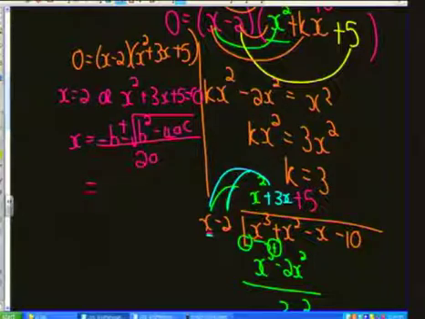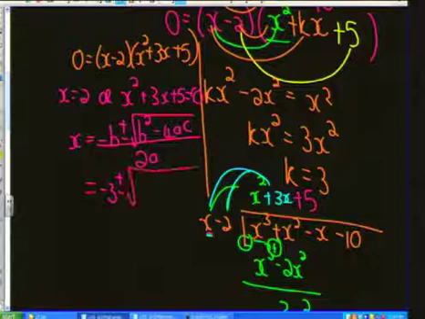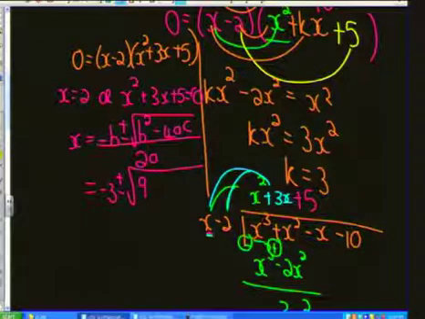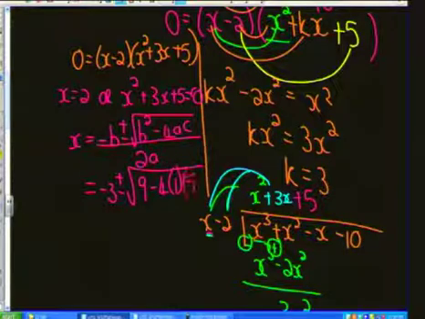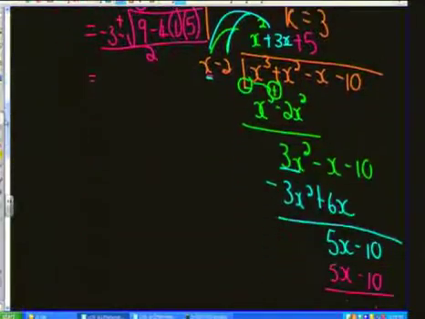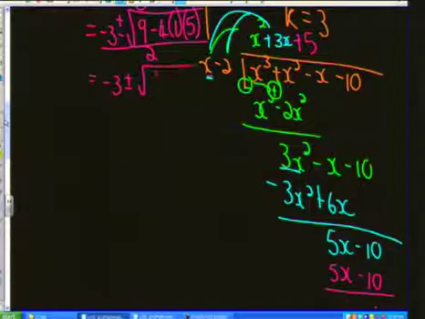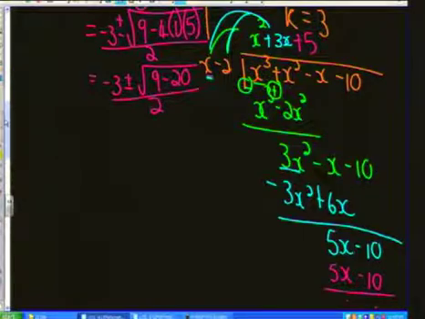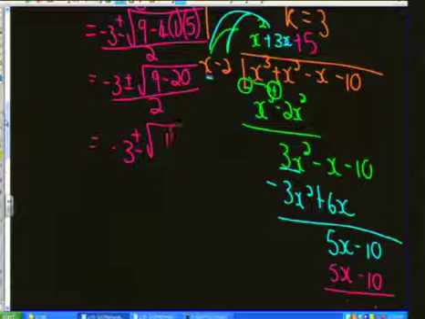Now, the moment I do that, I've got minus 3 plus or minus the square root of 3 squared, which is 9, minus 4 times a, which is 1, and c, which is 5, all over 2 times a, which is just 2. That is then going to give me minus 3 plus or minus the square root of 9 minus 20, over 2, which gives me minus 3 plus or minus the square root of negative 11.